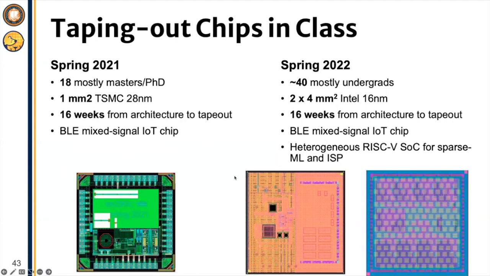They built two 4-square-millimeter Intel chips, an example of which is up here if you want to take a look later. I think this is proof that Chipyard is friendly enough, and the interfaces accessible enough, that we can even teach teams of undergrads to build fairly complex SoCs in a single semester.